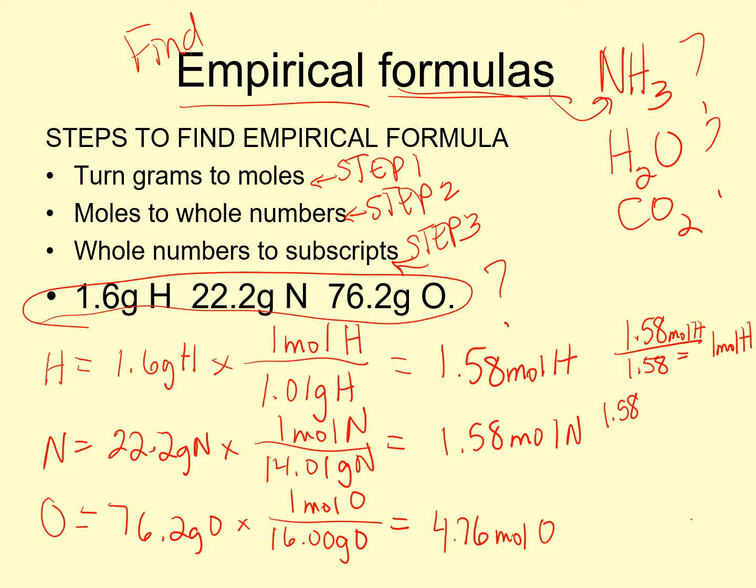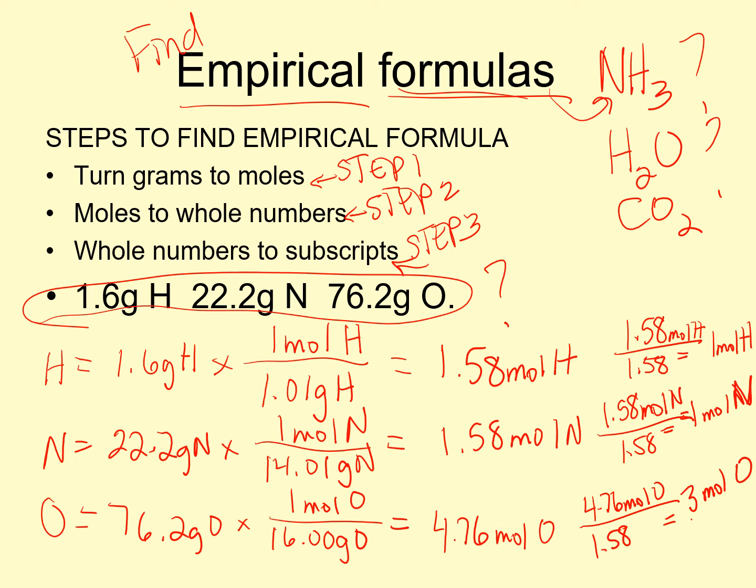So then I have to do that with all of the elements. So there's nitrogen, 1.58 moles divided by 1.58 equals 1 mole N. All right. But since I'm using 1.58 as my divider, I have to do it for this one. 4.76 moles O divided by 1.58 is 3. So what I did was change grams to moles. Done. Moles to whole numbers by finding the smallest number of moles and dividing all of them by that as a factor. Okay. So relative to hydrogen, there's 1 mole of hydrogen, 1 mole of nitrogen, 3 moles of oxygen.